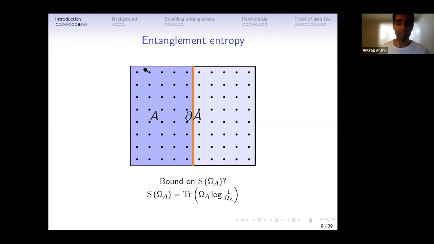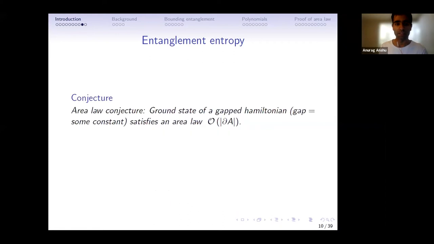So, a very, very quick reminder, entropy is defined in this way. It's the von Neumann entropy. So this is the question, and let's see what is known about this. What's known about this will come soon.